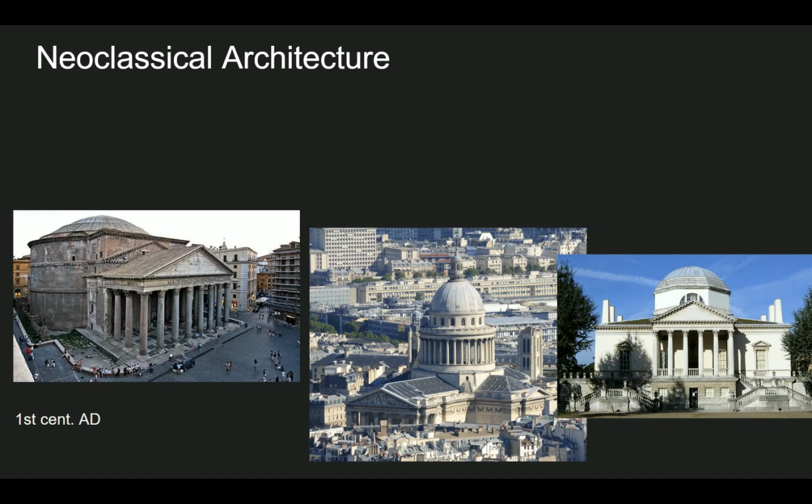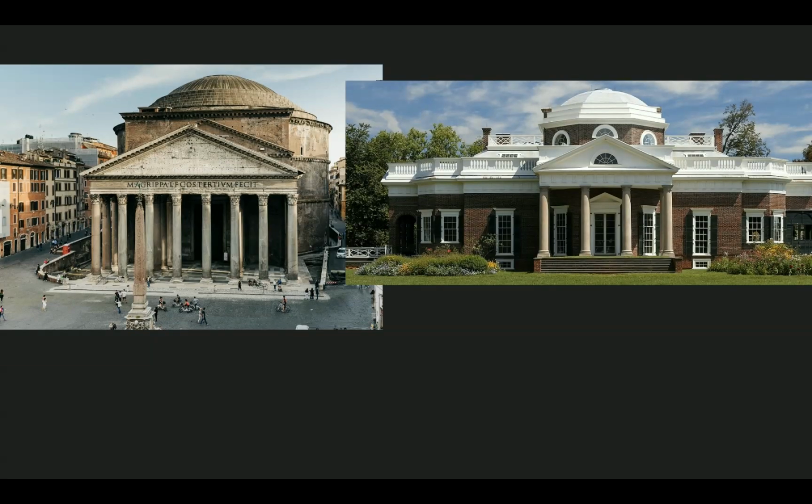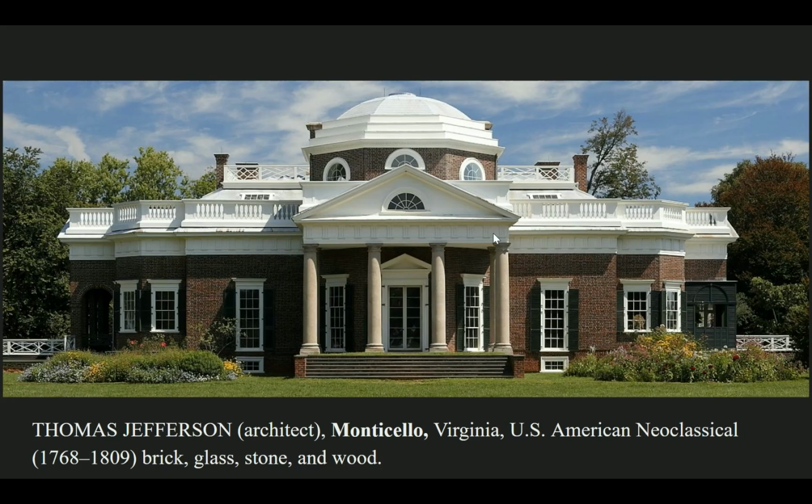Okay. So Neoclassical architecture, we briefly discussed with our Arc de Triomphe in France, but here we're heading to America. So I want to show a picture of the Pantheon in Rome, and then Monticello in Virginia. And so this was made by Thomas Jefferson, and he was a self-trained architect.